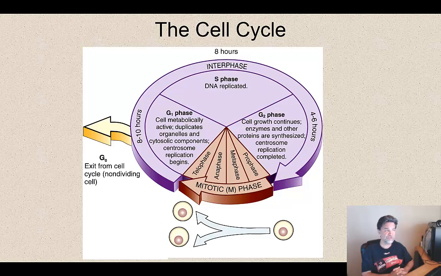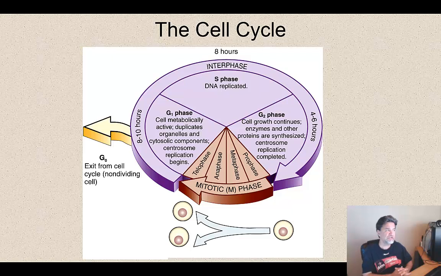G2 or gap 2 is the point at which we are preparing for mitosis. We're gearing up, we're producing those proteins that are especially needed for mitosis to occur. Then, once all these stages have happened successfully, everything is great, we're ready to enter mitosis and the 4 stages subsequently of mitosis.